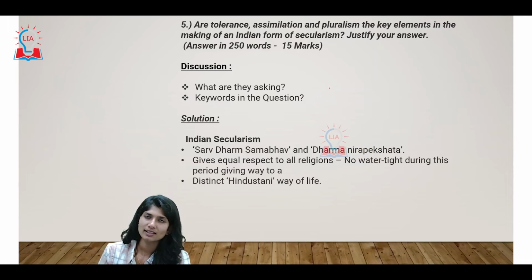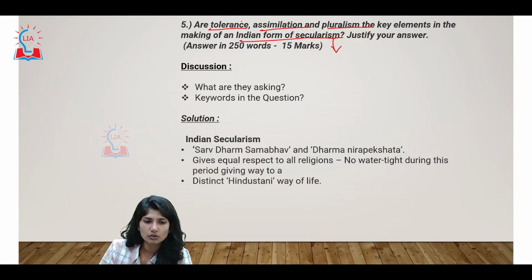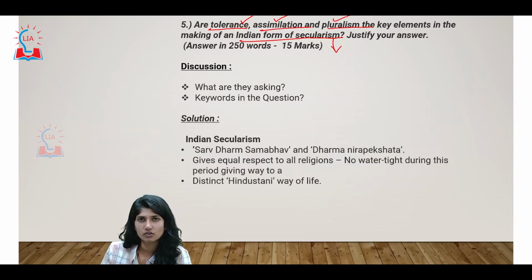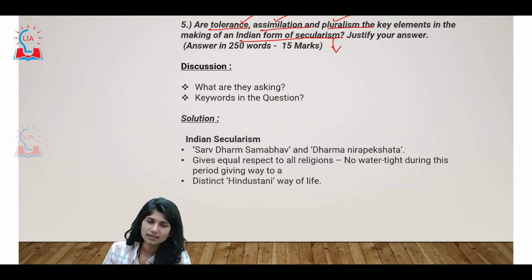Are tolerance, assimilation, pluralism the key elements of making the Indian form of secularism? See, what are the keywords in this? Indian form of secularism, keywords tolerance, assimilation, pluralism. It's a pretty straightforward question. First, you begin your answer by addressing what secularism is and what the Indian form of secularism is, and then you associate how in Indian secularism we have tolerance, assimilation, and pluralism. What is Indian secularism?